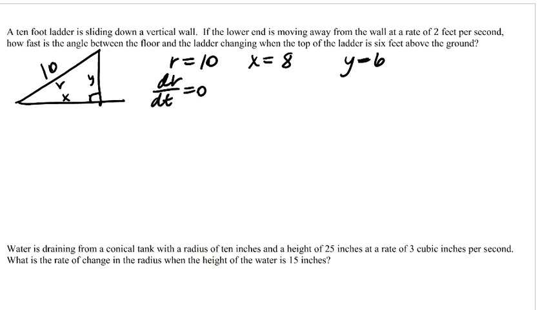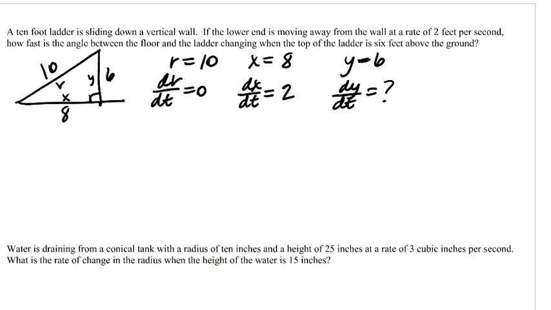So I'm going to get some rates of change. dr dt is 0. dx dt, let's see, the lower end is moving away from the wall at a rate of 2 feet per second. So that means x is getting bigger. So dx dt is 2. dy dt is, well, I don't know. That's probably what they're asking us for. No, they're not. They're asking the angle between the floor and the ladder when the top of the ladder is 6 feet above the ground. Okay, we don't have dy dt. So we probably shouldn't use y in our proportionality or in our trig relationship.